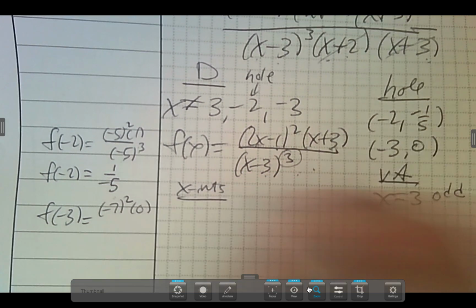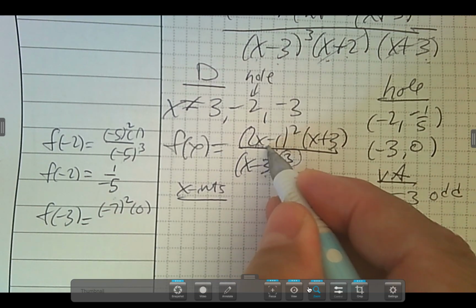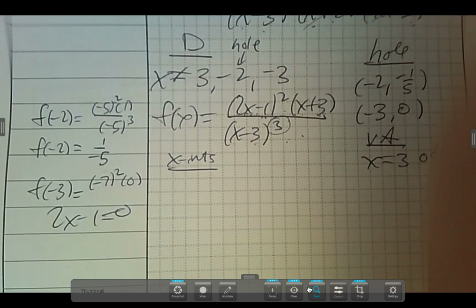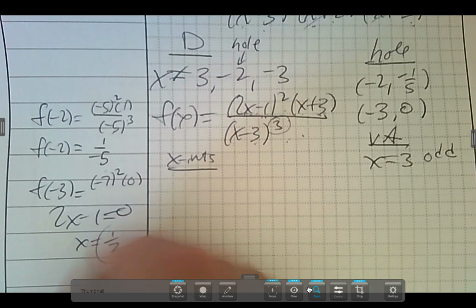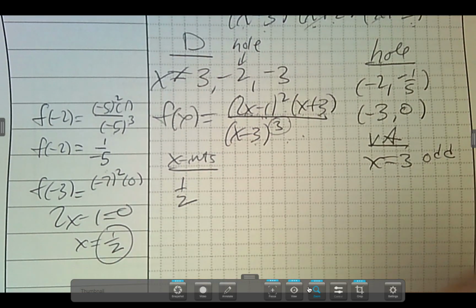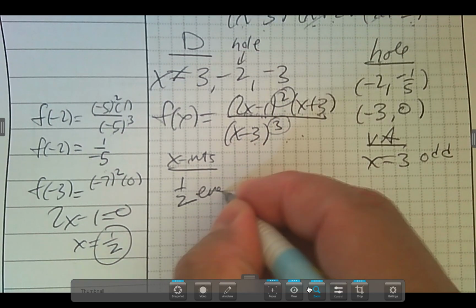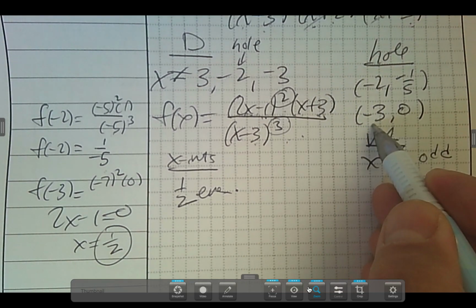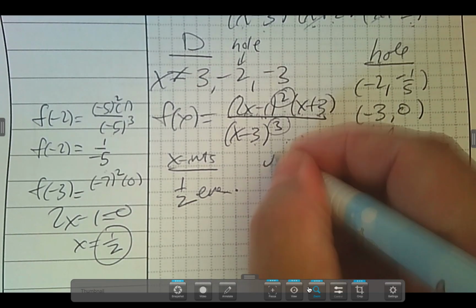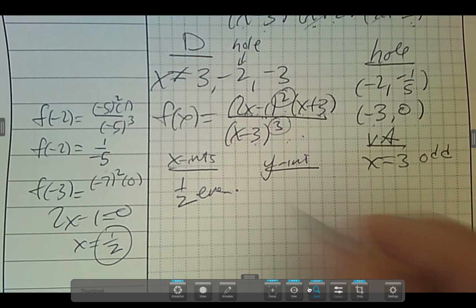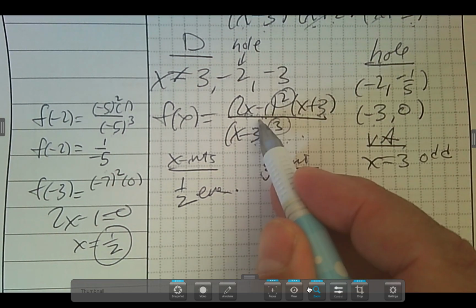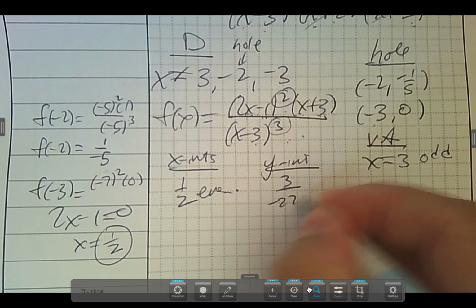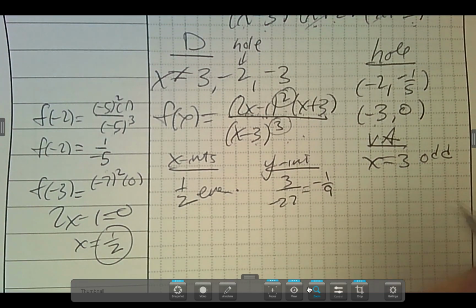The x-intercepts here, look what's left in the numerator. 2x subtract 1. If I take 2x subtract 1 and make it equal to 0, add 1 and divide by 2, the 0 that comes from that is 1/2, and it has an even exponent. So that means it's going to touch there. Now this one, negative 3, is a hole. So the only x-intercept is there. The y-intercept is when I plug in 0. And if I plug in 0, I get 1 times 3, and it's 3 over negative 27, or negative 1/9 is the y-intercept.